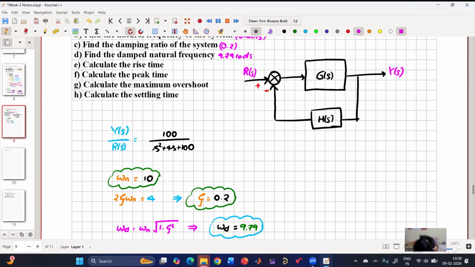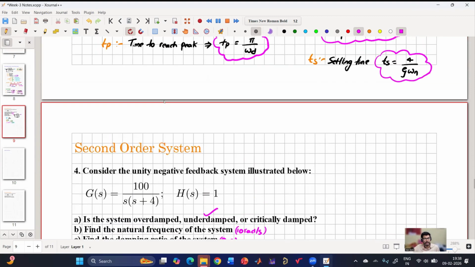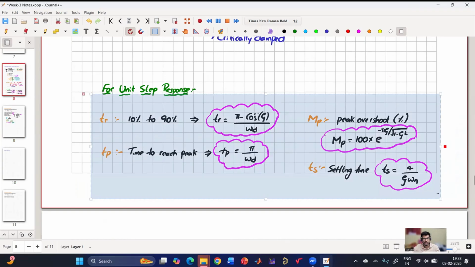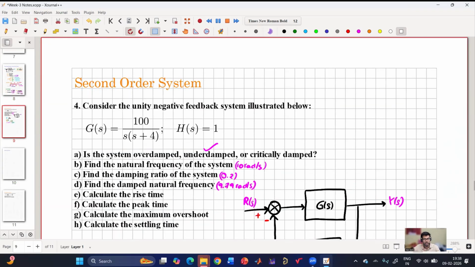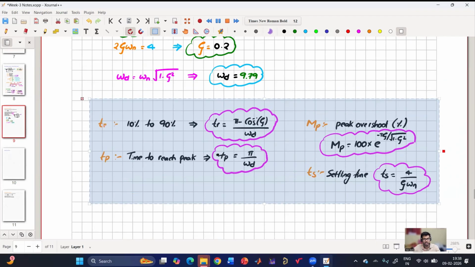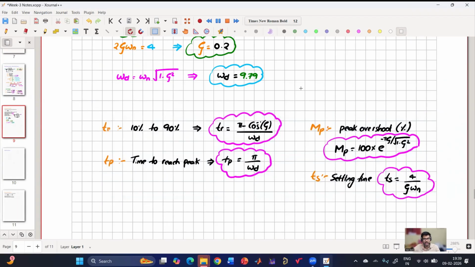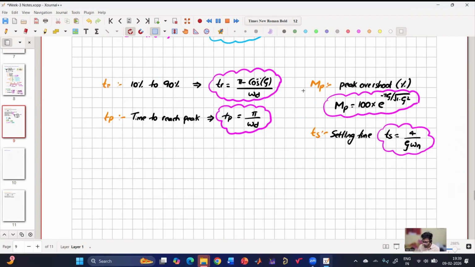So now I am asking rise time, peak time, maximum overshoot, as well as settling time. So let us see. I'll just copy paste. We can use the same formula. So please calculate one by one and let me know what is the rise time, what is the peak overshoot, what is the peak time, and what is the settling time. So we can start with the rise time. So let me know what values you got. I'll note down here.